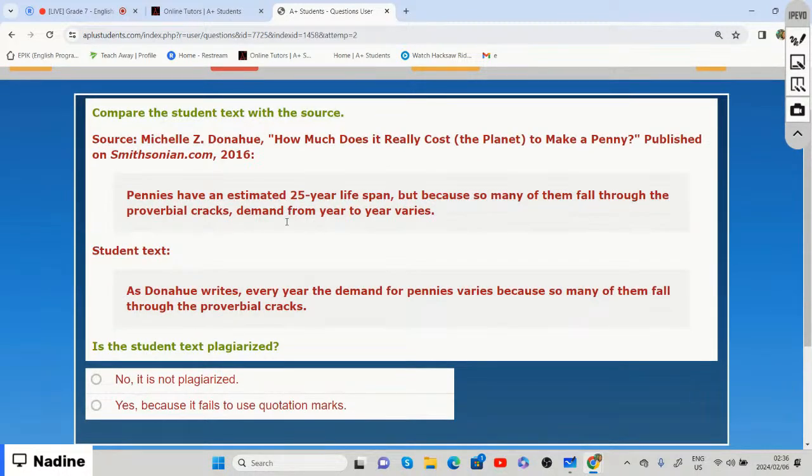All right. And here is the student text, right? So that was a text from Michelle Z, and this is now the student text. As Donnie writes, every year the demand for pennies varies because so many of them fall through the proverbial cracks.